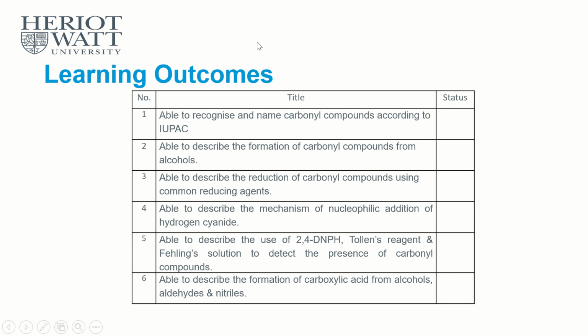learning outcomes. First, we must be able to recognize and name carbonyl compounds according to the IUPAC system, and be able to describe the formation of carbonyl compounds from alcohols, like how we can get carbonyl compounds like aldehydes and ketones, which I've shown you in class. The third one is to be able to describe the reduction of carbonyl compounds using common reducing agents, like LiAlH4 or NaBH4. Just remember that LiAlH4 is supposed to be in dry ether, and NaBH4 is supposed to be in alcohol or even aqueous.